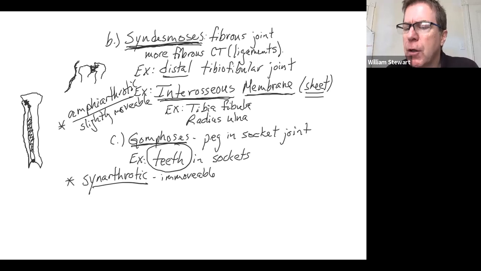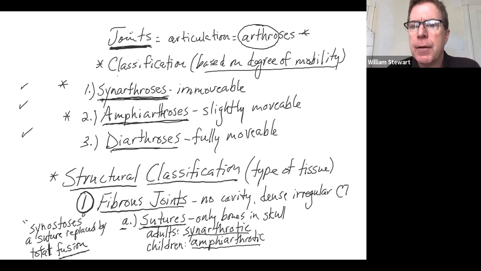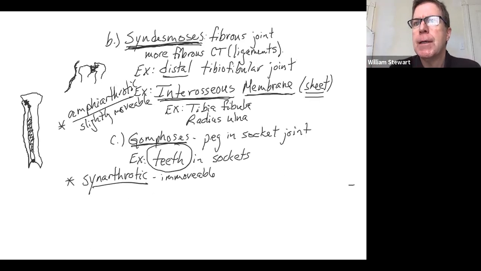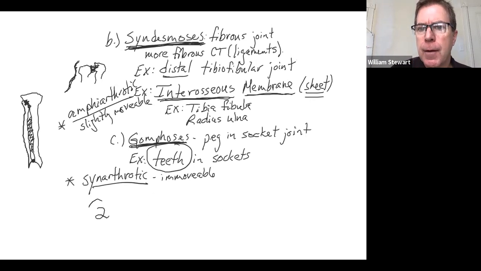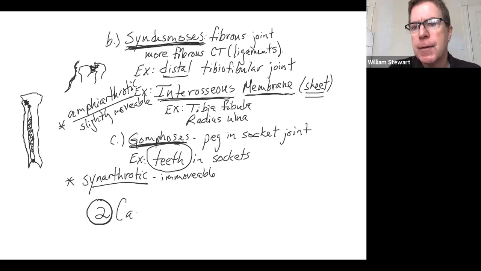So I'm just going to go back for a second. We've done fibrous joints, large number 1, and included in fibrous joints were sutures, syndesmoses, and gomphoses. Now I'm going to go to a large number 2. The large number 1 was fibrous joints, and everything below it was considered a fibrous joint. Large number 2 are cartilaginous joints. And they get, oops, I always get ahead of myself, cartilaginous joints.